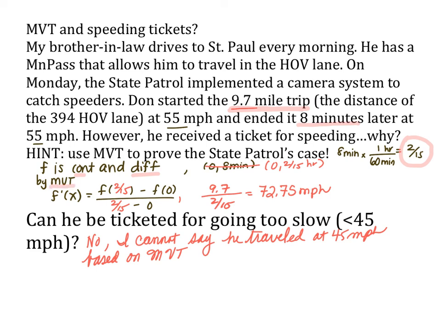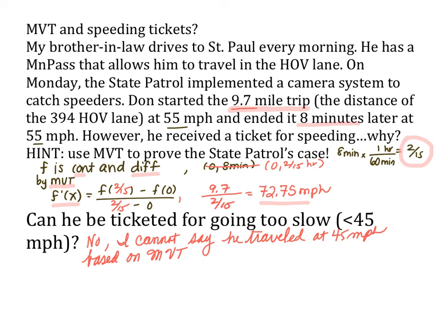So therefore, by MVT, I know that there must be some place where the slope of the secant must be equal to the tangent line. And if I plug in that distance that he traveled, which is 9.7, over the time that he traveled, which is 2/15 of an hour, I get that he traveled 72.75 miles per hour at least one time in that trip. He might have gone over it. He certainly traveled under it, but I do know that at least one time he traveled over 72 miles an hour.